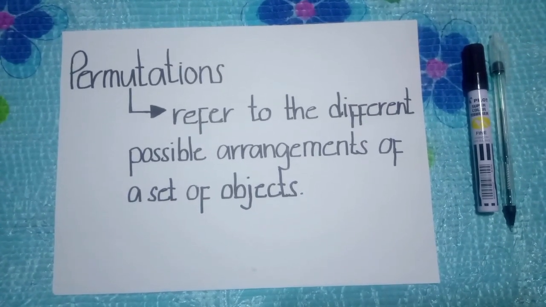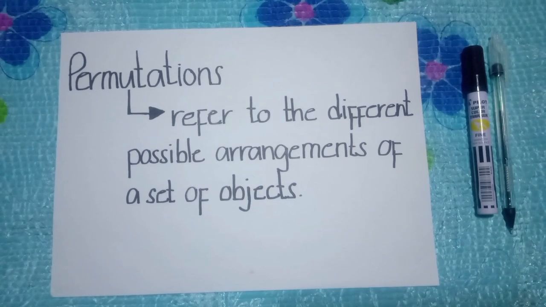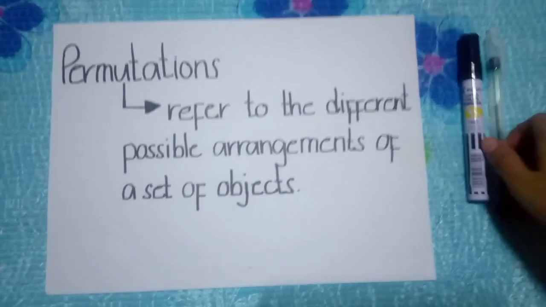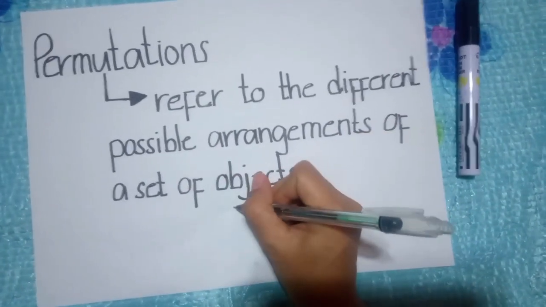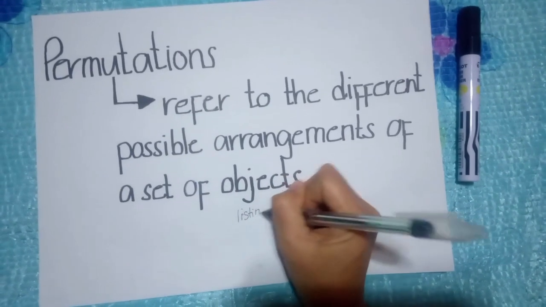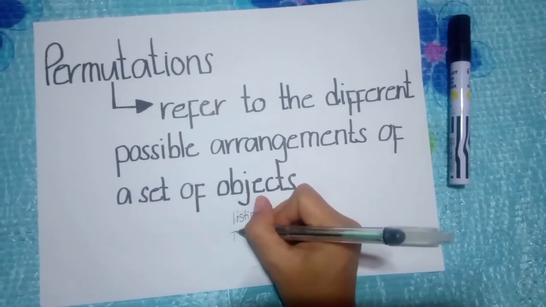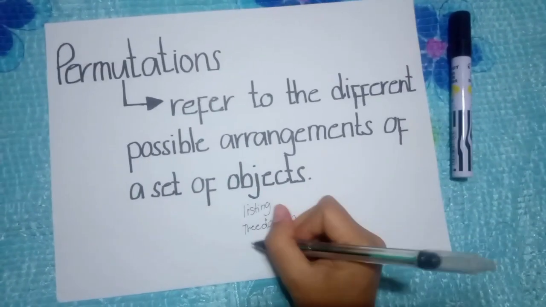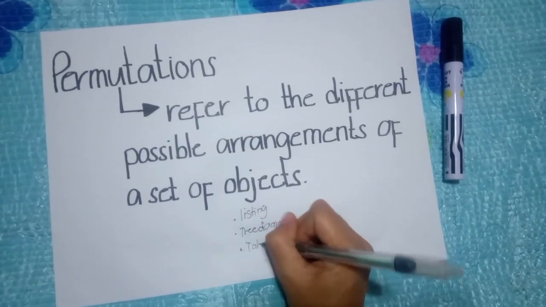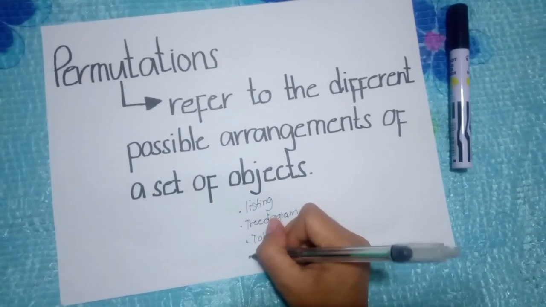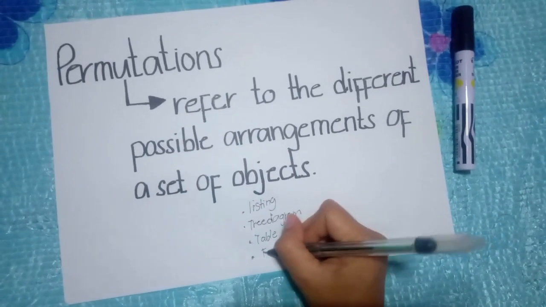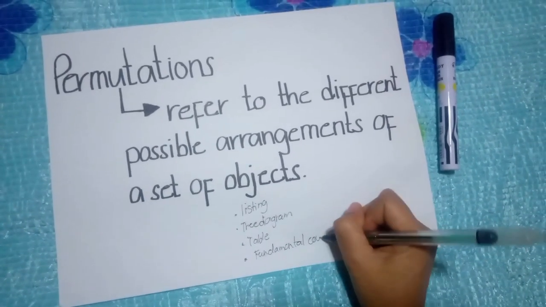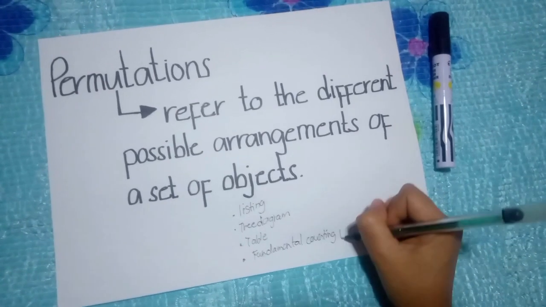Permutations refer to the different possible arrangements of a set of objects. It can be illustrated by listing, making a tree diagram, making a table, and using the fundamental counting principle.